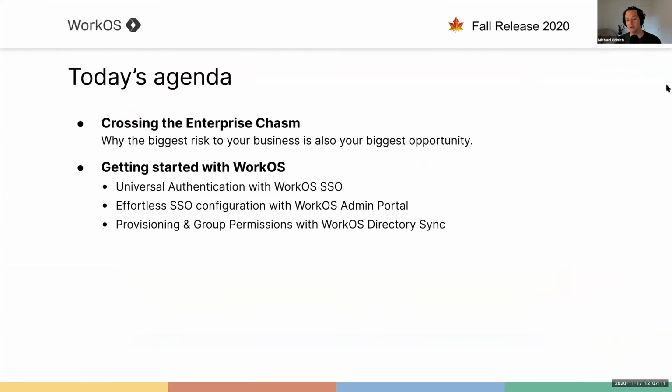Second, we're going to talk about how you can get started with WorkOS to add the most important enterprise-ready features to your app. So we're going to start by talking about universal auth with WorkOS single sign-on, SSO. We're also going to talk about how to configure this with something called the admin portal, and then do a little bit of a deep dive into groups and permissions with directory sync. This is something that's becoming much more popular. If you've heard of SCIM before, that's what we're going to go into and talk about there. And there'll be some product features and demos along with this.